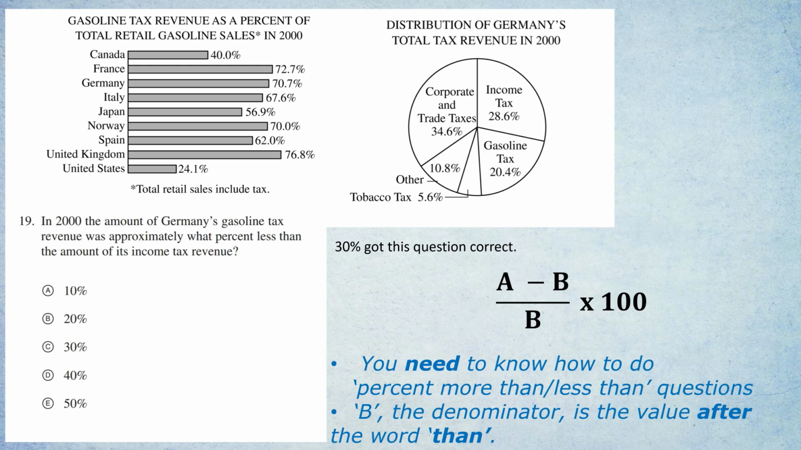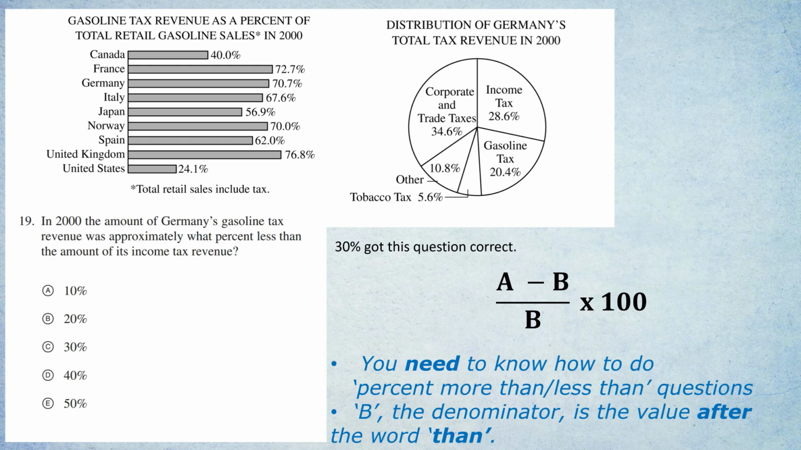That would be the 28.6, because that appeared after the word than. Therefore, that is our B. That is our denominator. Don't be off-put by the fact that we're dealing with percentages. Just treat them the same as you would any other number. We're comparing 20.4 to 28.6. Of course, we don't know the actual numbers because they never told us the total tax revenue, but we don't need it. We're better than that.